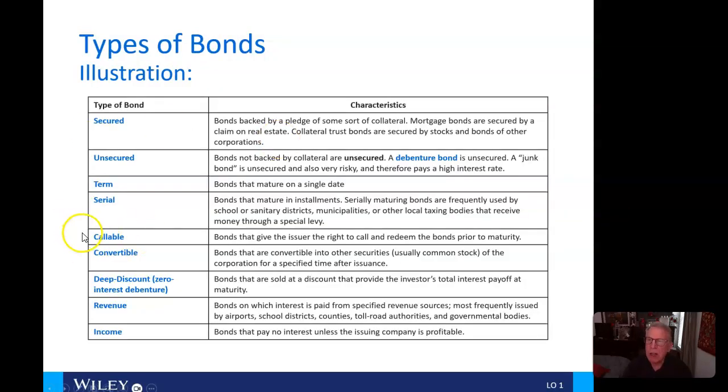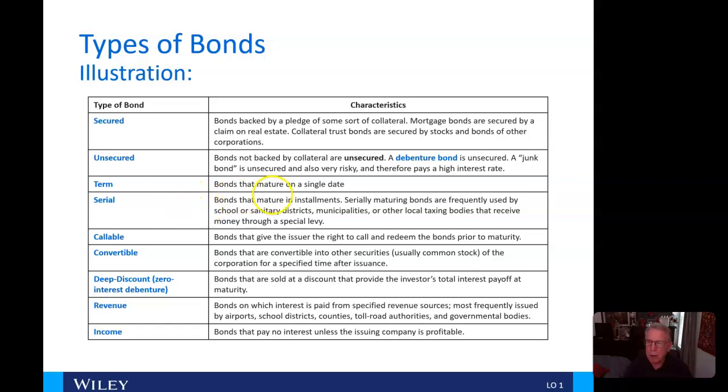We have a variety of different kinds of bonds. Secured bonds, those are bonds that are backed up by some sort of collateral. And mortgage bonds are secured by a claim on real estate. Collateral trust bonds are secured by stock and bonds of other corporations. So our unsecured bonds are bonds that are not backed by collateral and are unsecured. A debenture bond is unsecured. A junk bond is unsecured and also very risky, and therefore must pay a very high interest rate to get investors to buy them.